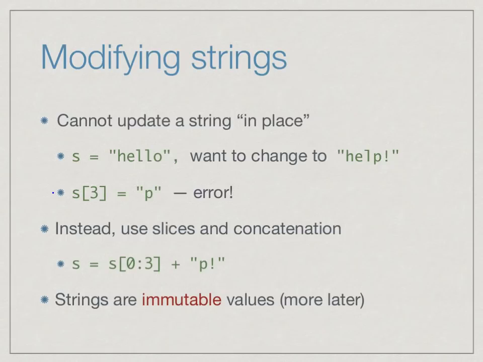So strings are what are called immutable values. You cannot change them without actually creating a fresh value. Whereas lists, as we will see, which are a more general type of sequence, can be changed in place. You can take one part of a list and then replace it by something else. So we will see more about this later. This is a fairly important concept, but remember for now that strings cannot be changed in place.